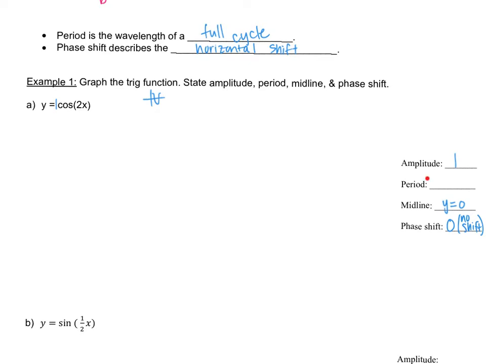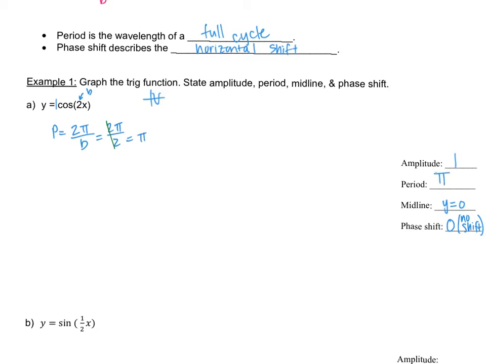And then let's go calculate our period. So the period uses a formula, P equals 2 pi over B. And our B here is 2. So it's the number in front of x. So if I plug in 2 and I divide, the 2's cancel, so I'm just left with pi. So my period here is pi.